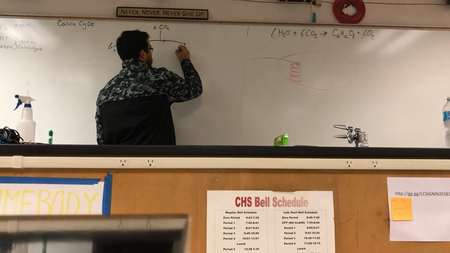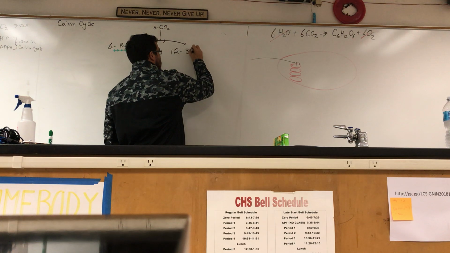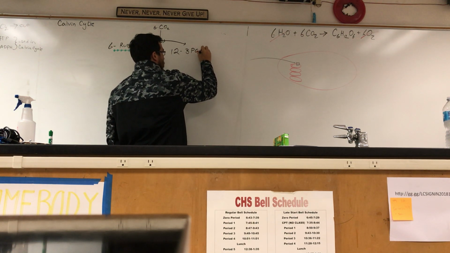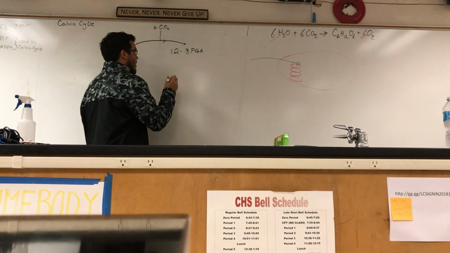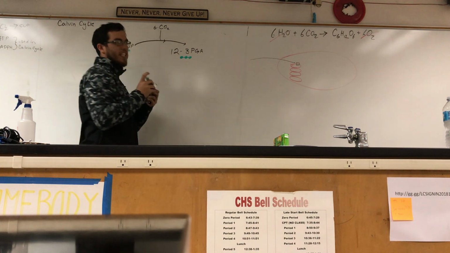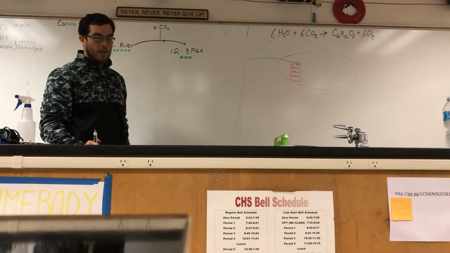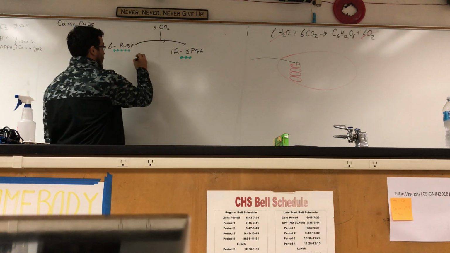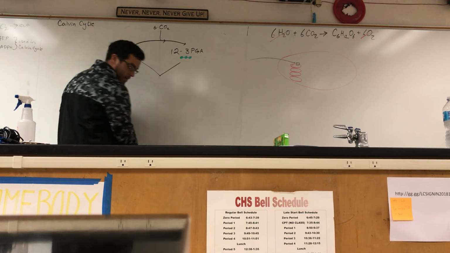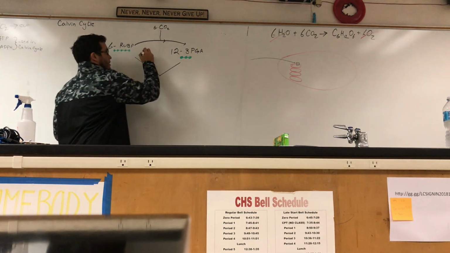It's going to form 12 of these molecules called 3-PGA. Each one of these is 3 carbons. This is more stable. So I've got 12 of these. I have 36 carbons. 12 times 3, 36. Okay? And I've got a name for this step. This step right here, I'm going to write it in a different color. This step right here is called fixation.